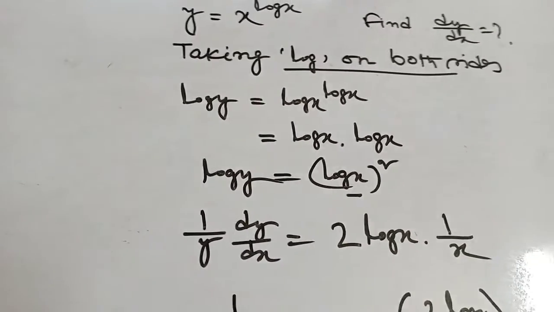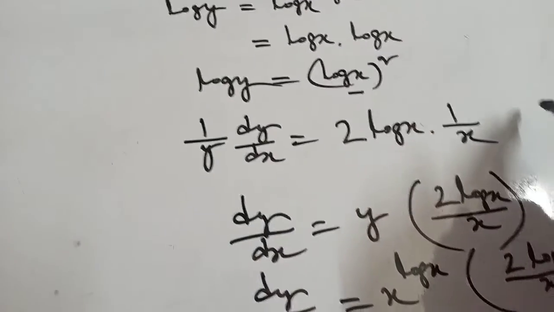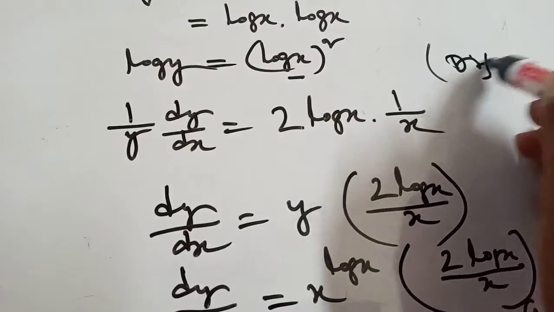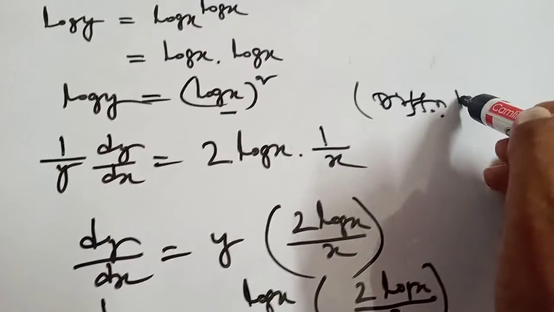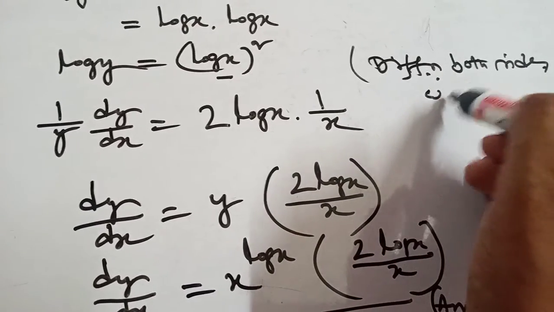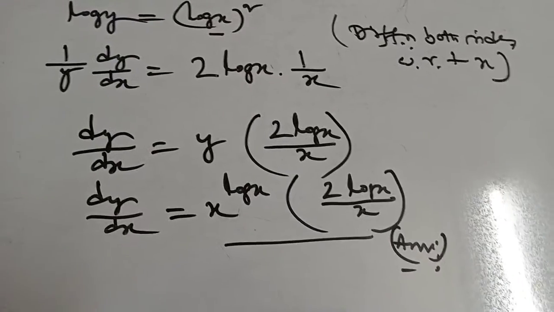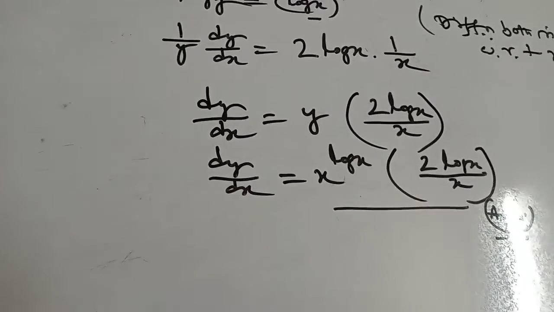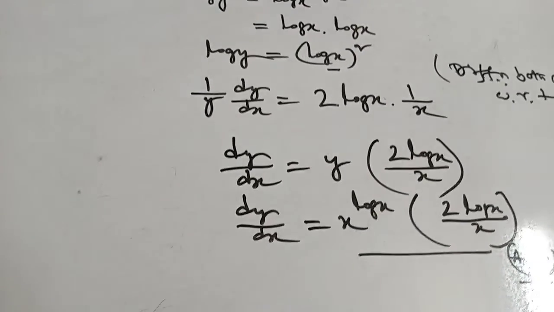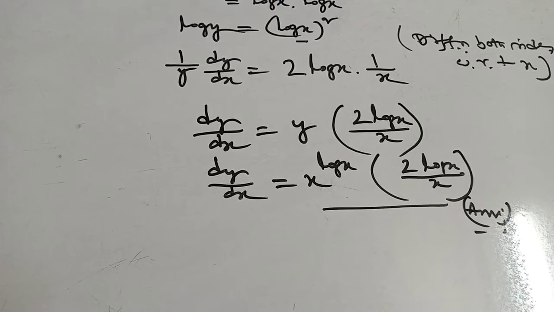Now differentiation on both sides with respect to x. Log y means 1 by y dy/dx equal to (log x) whole square, which means 2 log x into d/dx of log x, that is 1 by x. Now dy/dx equal to y into 2 log x by x.